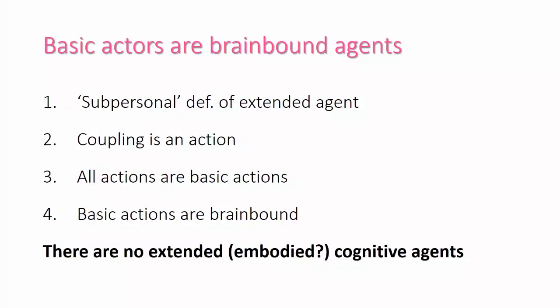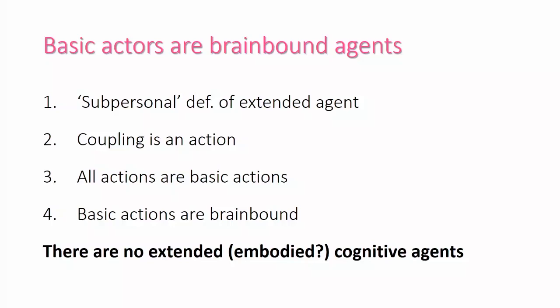Yeah, so this is sort of the argument I've given, simplified. If you take this subpersonal account of what an extended agent is that I showed you earlier, we identify a target for explanation, we pursue the functional analysis, and if we find non-neural contributions, then that is extended agency, or that's the basis for extended agency. And we claim that coupling with the environment is an action. We have a general argument, not only against the possibility of extended actions, but I think against the possibility of all extended mental states.